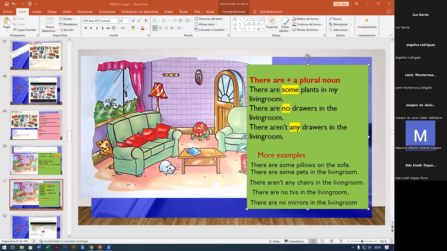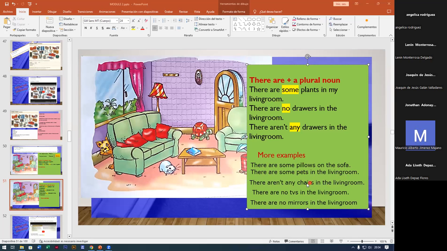Let's start. Luz Garcia, read the first one, please. There are some pillows on the sofa. Thank you. Lenin, continue.